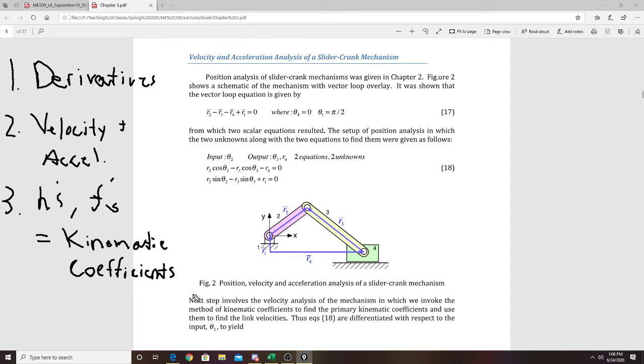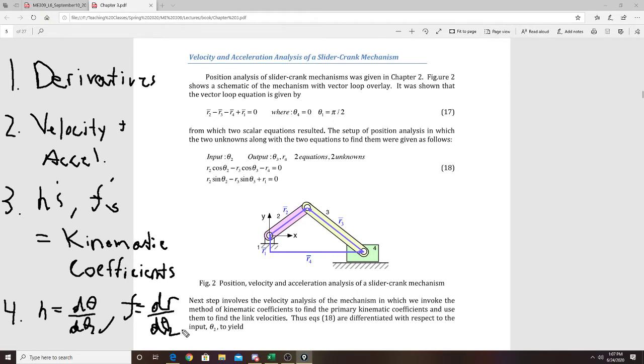And remember that kinematic coefficients, so for example, H is equal to d theta 3 over d theta 2. Right? So that is the derivative of whatever angle we're looking at. So like say it's link 3, it's the derivative of link 3's angle with respect to the initial angle, which is this theta 2 input, right? And likewise, F was dr over d theta 2.